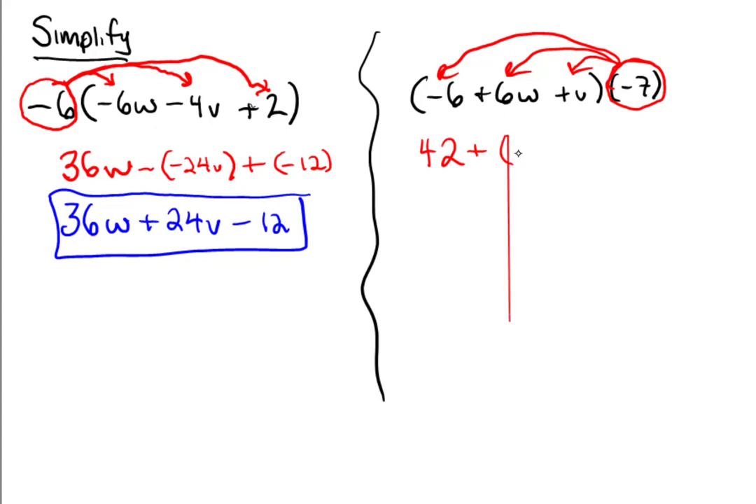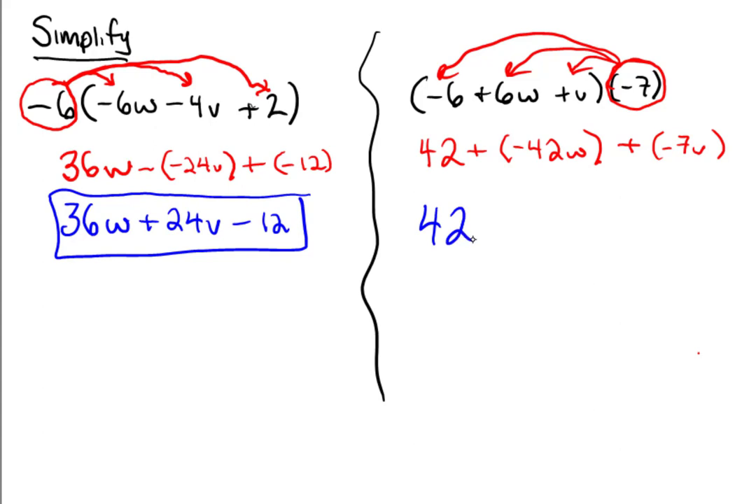So here we're going to have a negative 42w. And then finally, in that last slot, we have a v times a -7. So that's going to be a -7v. Okay, a little bit of simplification, just like before.